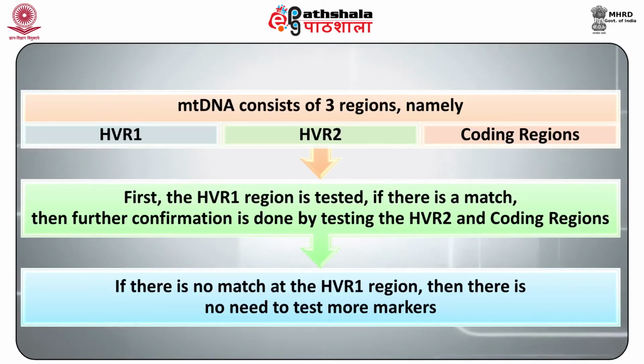Mitochondrial DNA consists of three regions, namely HVR1, HVR2 and coding regions. First, the HVR1 region is tested. If there is a match, then further confirmation is done by testing the HVR2 region and coding regions. If there is no match at the HVR region 1, then there is no need to test more markers.